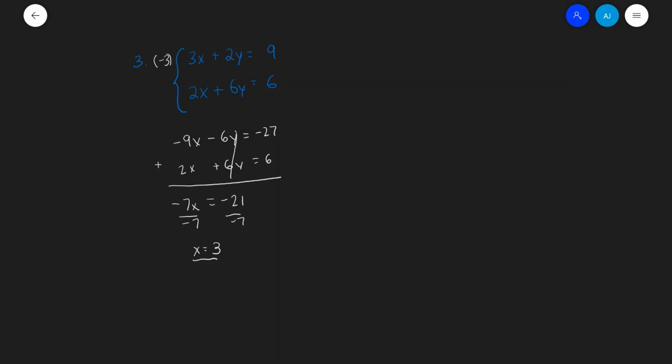I would plug this value back into one of the original equations. In this case, I'm seeing that the easier one would be 2x plus 6y equals 6, since there are fewer calculations to do with x. So now I'm going to plug the x equals 3 value into this equation. That would be 2 times 3 plus 6y equals 6. And 2 times 3 is obviously 6. And if you subtract 6 from both sides, that would just be equal to 0. So it would just be 6y equals 0.